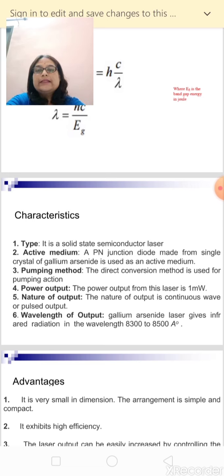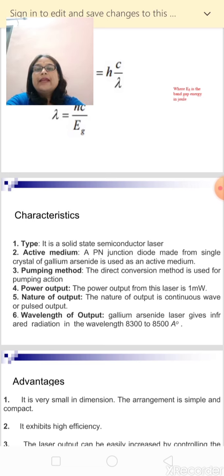And the sixth one is the wavelength of output. The gallium arsenide laser gives infrared radiation in the wavelength 8300 to 8500 angstrom. Now these are the characteristics of the semiconductor diode laser.